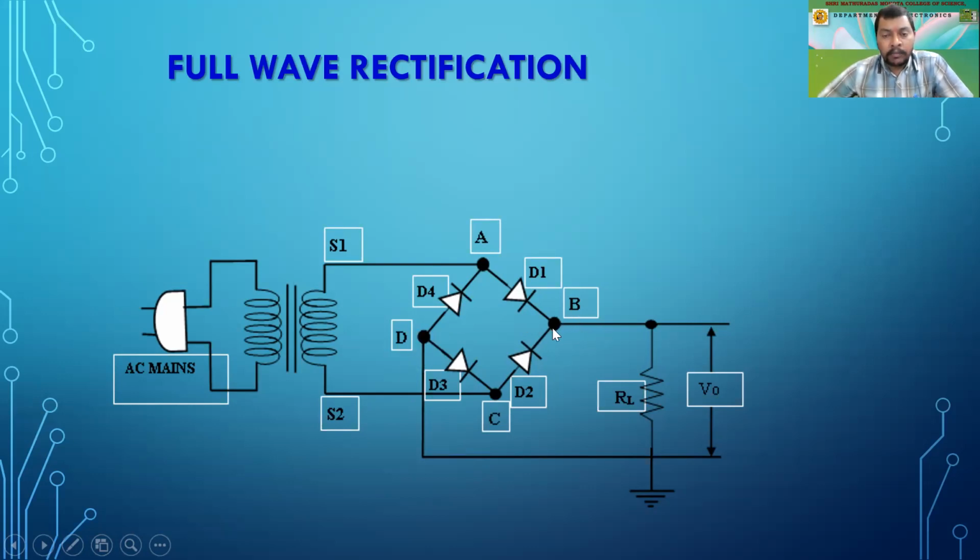Now, from node B we have the load resistance RL, and we take this as the positive terminal, whereas node D is taken as the negative terminal, right? So we have connected it to ground. The output is taken across this load resistance RL, and we expect this to be the lower potential terminal. We call this the ground. So this is the basic circuit diagram.